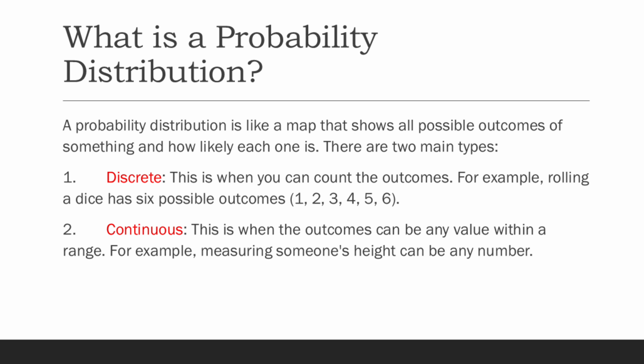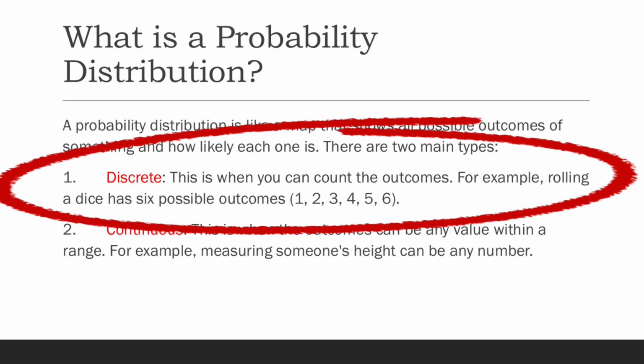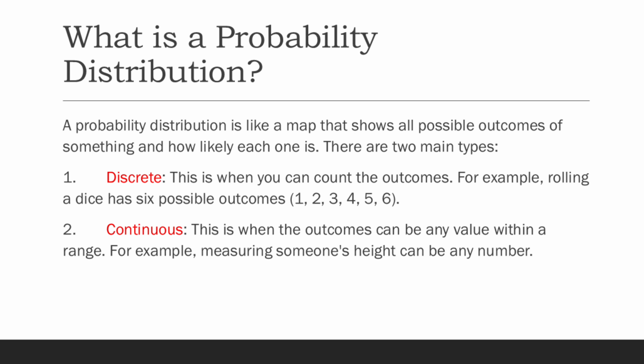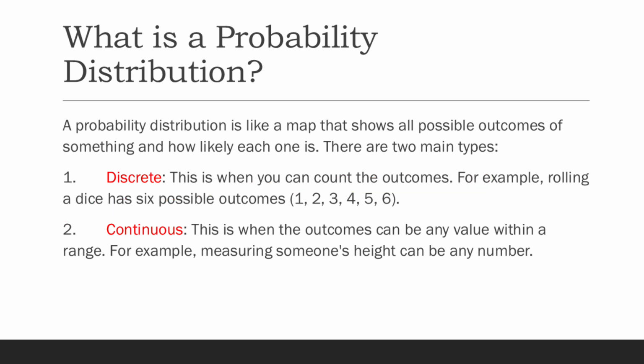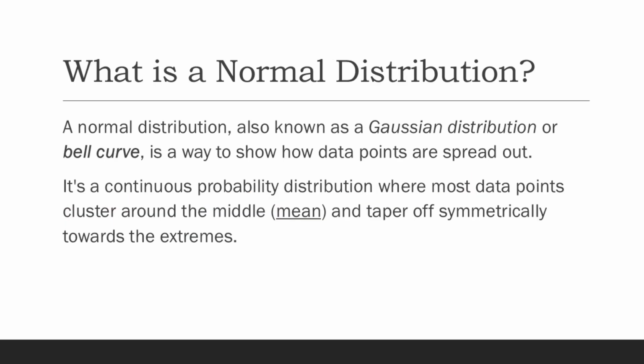Next, we move on to probability distributions. A probability distribution is like a map showing all possible outcomes and how likely they are. There are 2 main types: the discrete distribution, when outcomes are countable, like rolling a die from 1 to 6, and a continuous distribution, when outcomes can be any value within a range, like human heights. One of the most important probability distributions is the normal distribution, or the bell curve. It's symmetric, with most data points clustering around the mean.